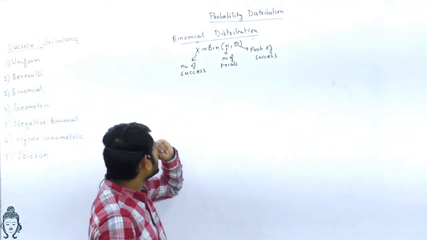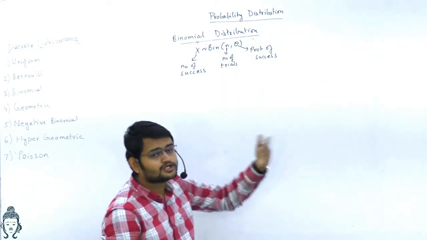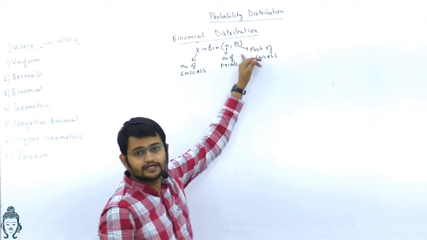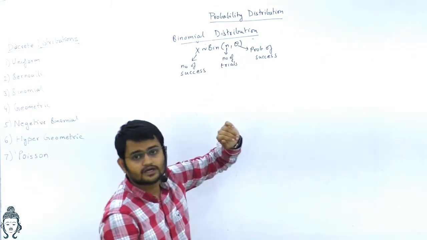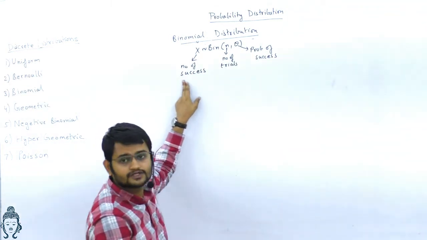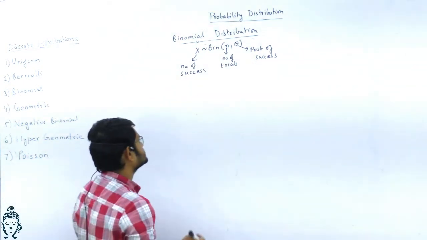So here what we are doing is we are doing n number of Bernoulli trials, like I am tossing the coin n number of times, and the probability of getting a success, like the probability of getting a heads, is nothing but theta. Now we are finding how many successes I can get out of these n trials.